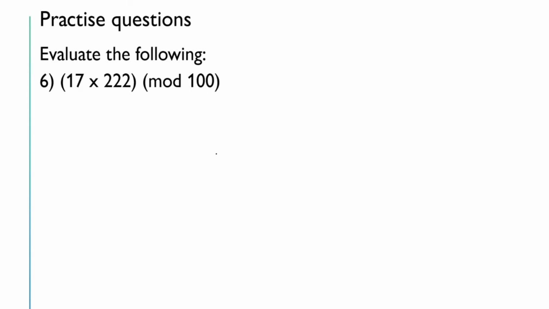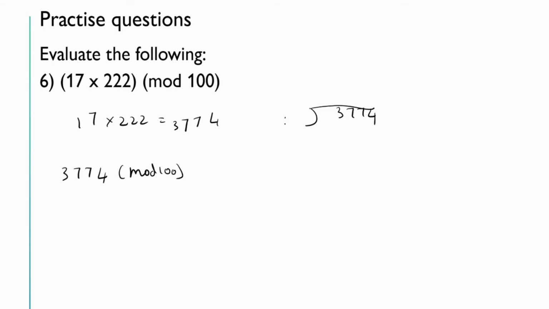Next, evaluate 17 into 222 mod 100. First, let us find what is 17 into 222. This is nothing but 3774. So 3774 mod 100 we have to find. When we divide 3774 by 100, we get the remainder as 74. So 3774 mod 100 is 74.